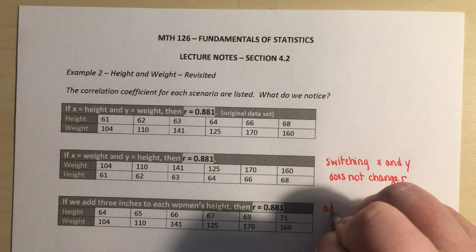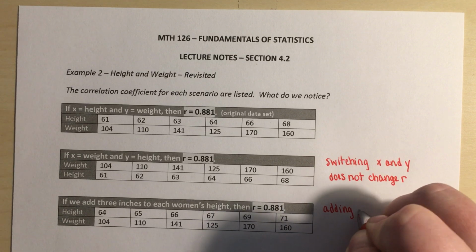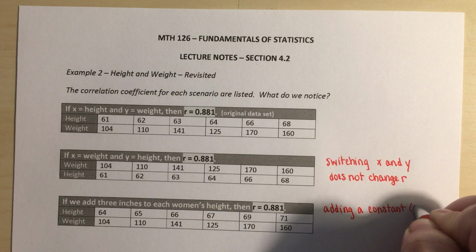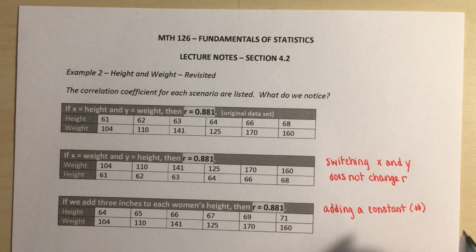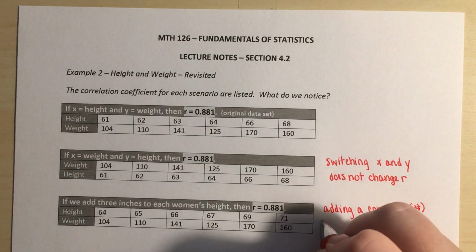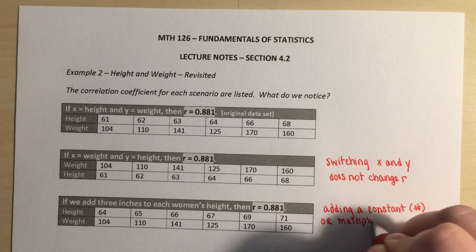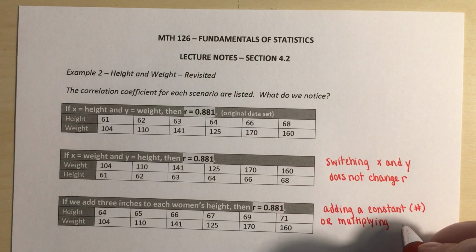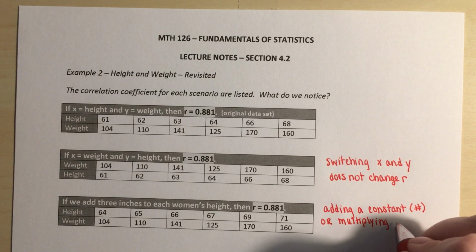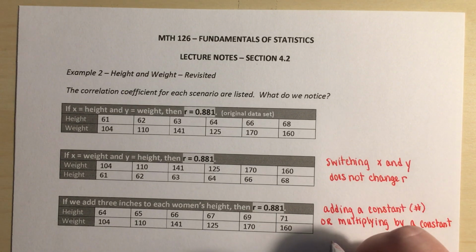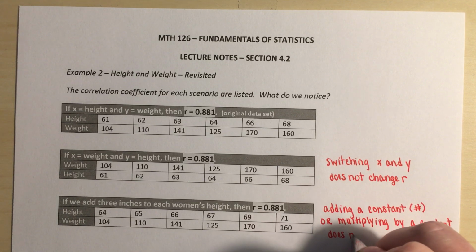So we will say that adding a constant, which is just a fancy word for a plain old number, no variable or anything. So adding a constant, and this also is going to be true if we multiply by a constant. There's not a table for this, but it is also going to be the case. Or multiplying by a constant also does not change r.